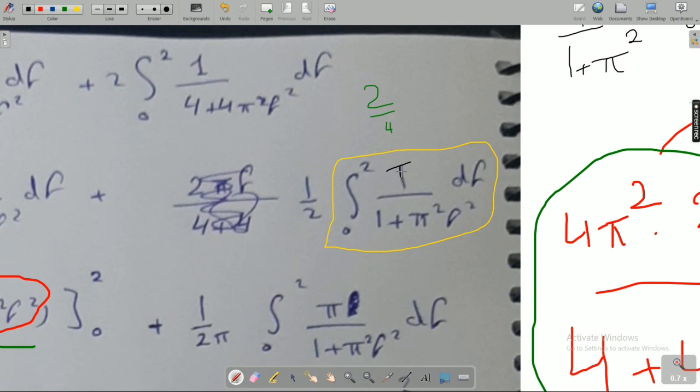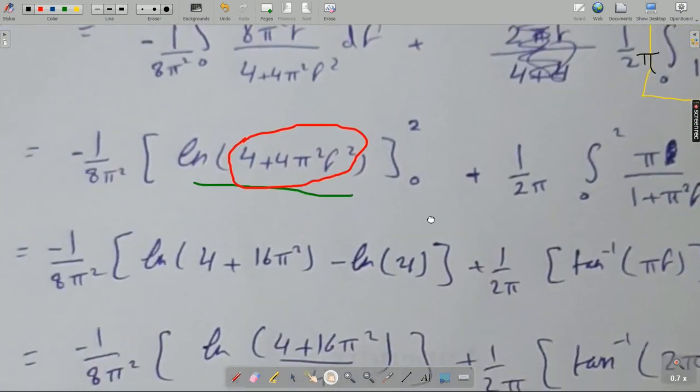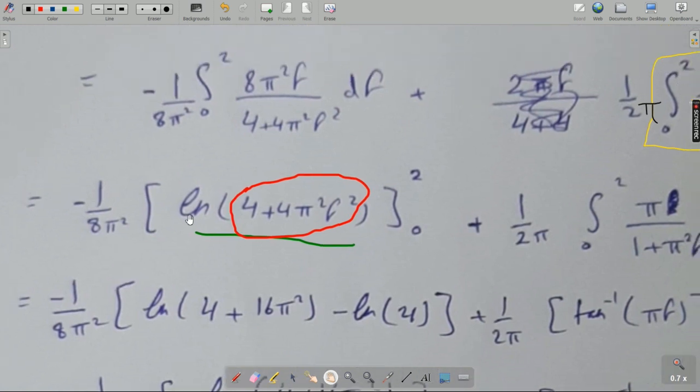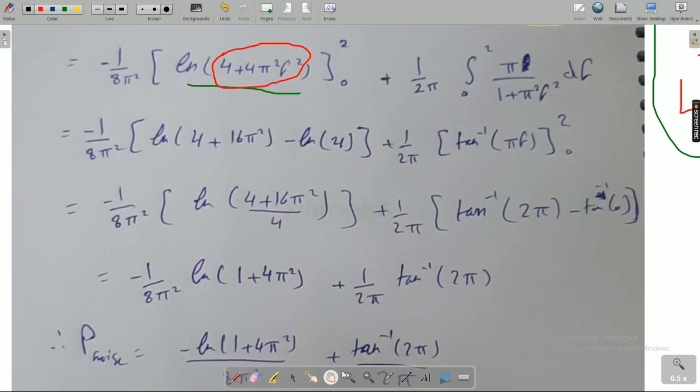I'll just multiply by pi above and divide by pi here at the lower. And this is what I've done. Multiply by pi and divide here by pi, and here, as I've just stated, the 8 pi square. So I am ready now for the integration, which I will be doing here. This will be ln 4 plus 4 pi square f square, and this will be tan inverse pi f.